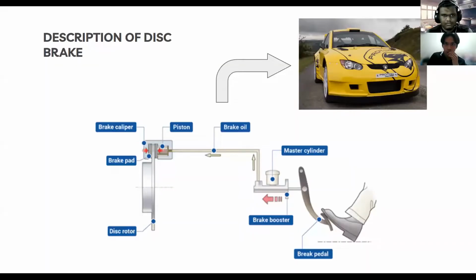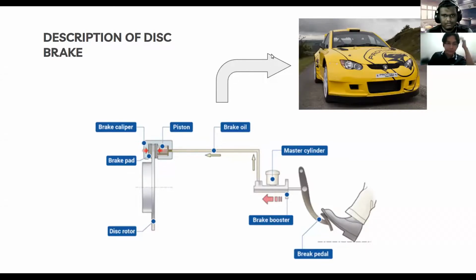Okay, Dinesh, can you share my slide? So the part that was chosen for modification is the Satria Neo 2000 brake disc. The material that is currently used in Satria Neo cars' brake discs is carbon steel. So before that, I will explain how the disc brake works.